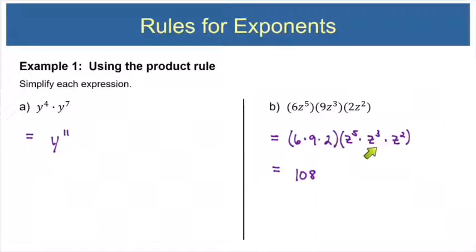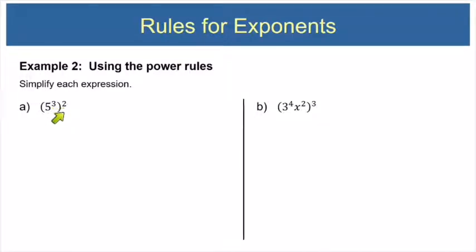And now we can see that we can use the product rule to multiply these three bases together. Z to the 5th times z to the 3rd times z to the 2nd. Each of these has the same base, so we can apply the product rule. So we can just say 5 plus 3 is 8 and 8 plus 2 is 10. So the final result here would be z to the 10th. So multiplying all three of these together, we get 108z to the 10th.